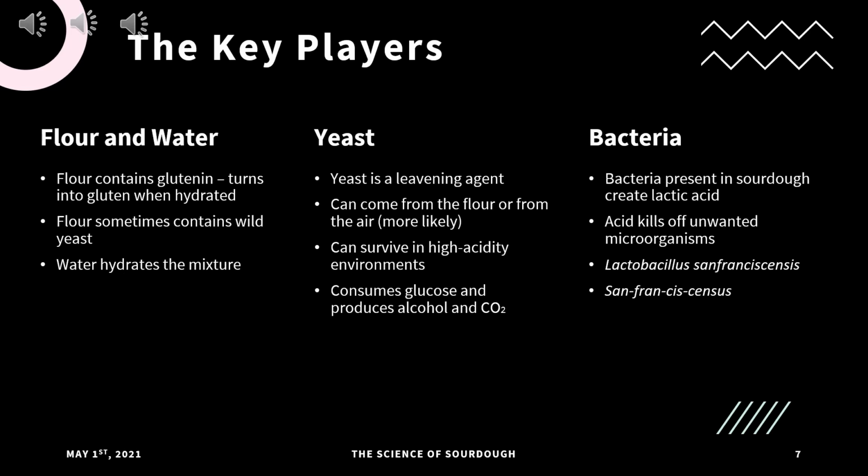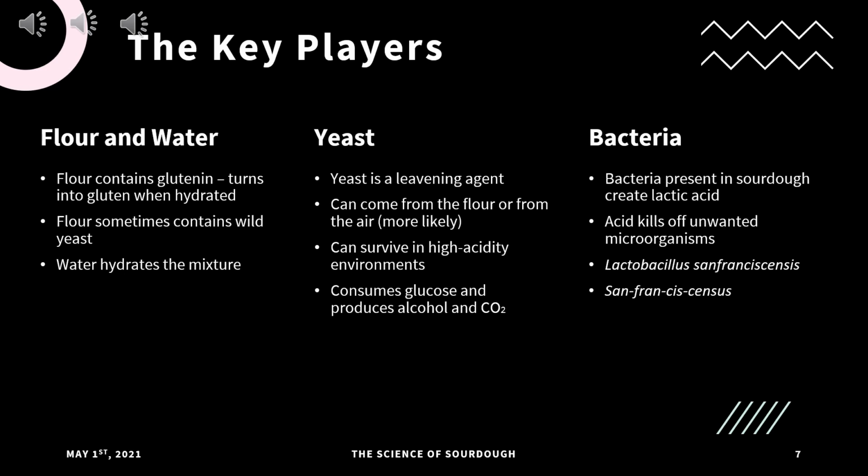So to talk a little bit more about the yeast, yeast is a leavening agent. It is a type of fungus. It comes in the flour that you would find at the store, but it also comes from the air, which is a much more likely source in this case. It is very resistant to high acidity environments. It also consumes glucose, which is a type of sugar, and then produces alcohol and CO2.